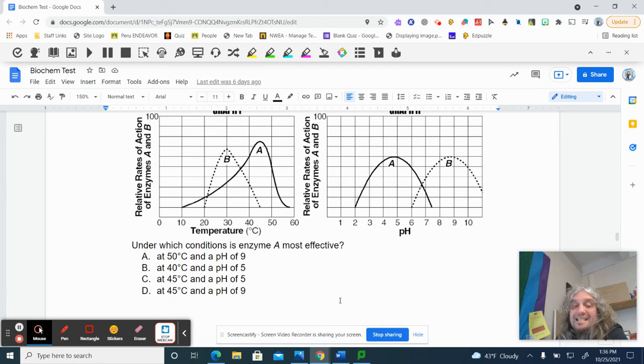A, at 50 degrees C and a pH of 9. B, at 40 degrees C and a pH of 5. C, at 45 degrees C and a pH of 5. D, at 45 degrees C and a pH of 9.